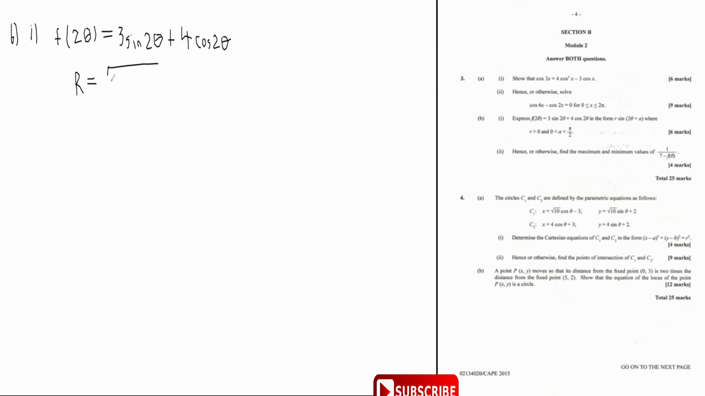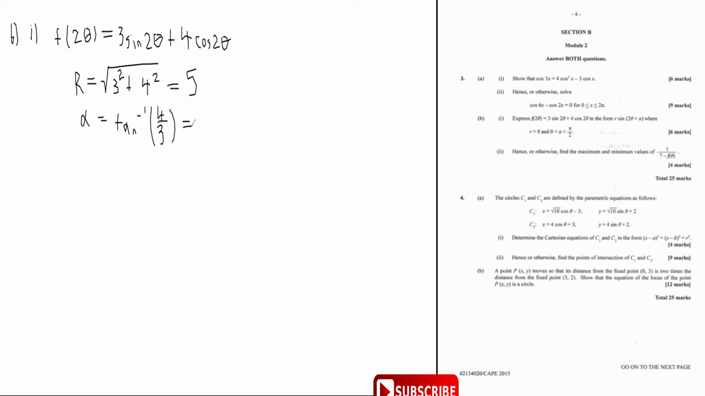So r is going to be equal to the square root of 3 squared plus 4 squared. When you work that out, you're going to get 5. That is r. And the next thing we need to find is alpha. Alpha is going to be tan inverse of b over a, which is tan inverse of 4 over 3. We can work that out.